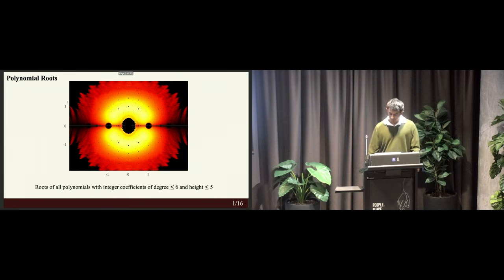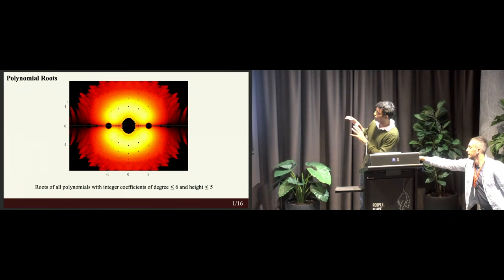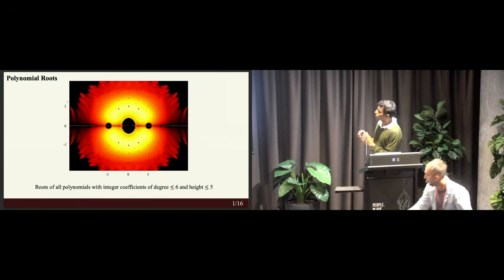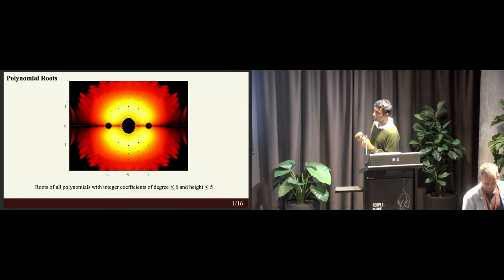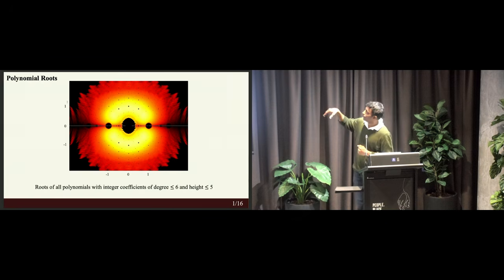So, as a motivation, look at this picture, which is that of polynomial roots. Specifically, if you take the roots of all polynomials with degree less than or equal to 6 and height, that is the largest absolute value of the coefficients, less than 5, and plot all the roots on the complex plane, you get an image like this. The brighter colors indicate more concentration of the roots, while the dimmer colors indicate fewer roots.